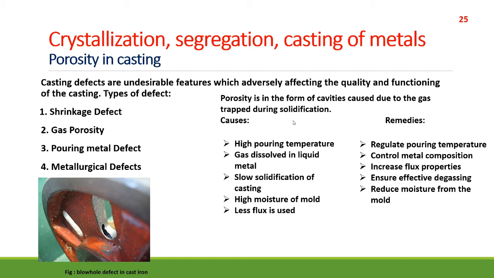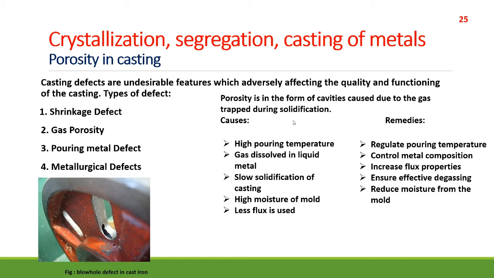Next is remedies. Now we want to know how to remove this kind of porosity, and there are a couple of ways. Number one is to regulate pouring temperature. We are not supposed to pour the liquid metal into the cast or the mold at a very high temperature. Number two, control metal composition, because depending on composition, porosity may also evolve. Number three is increase flux properties.